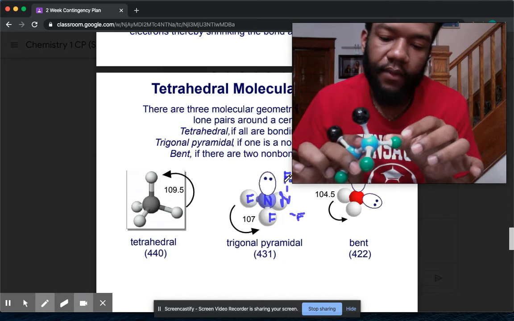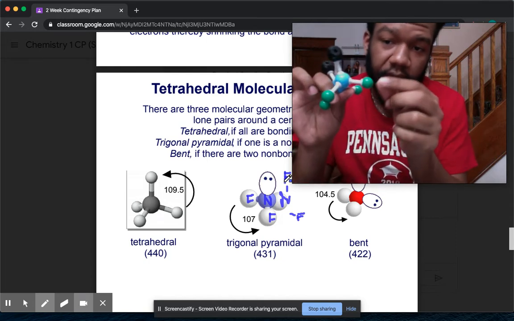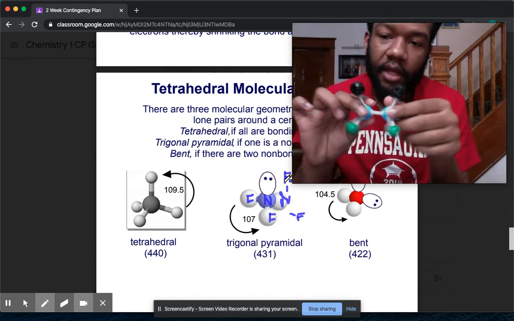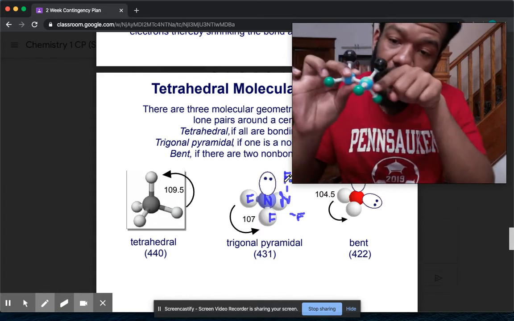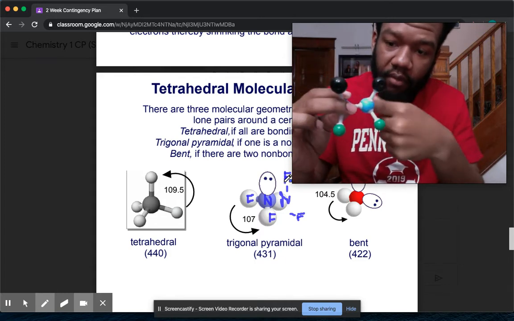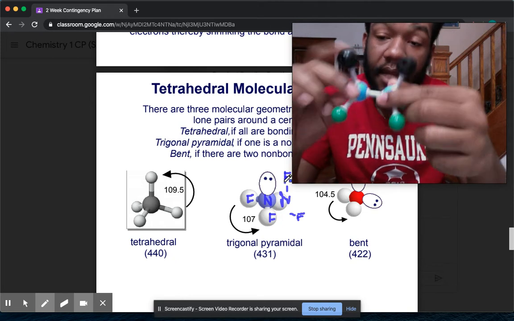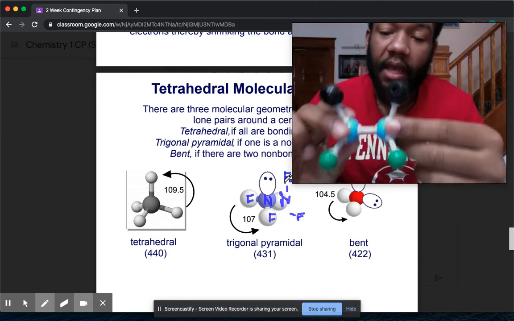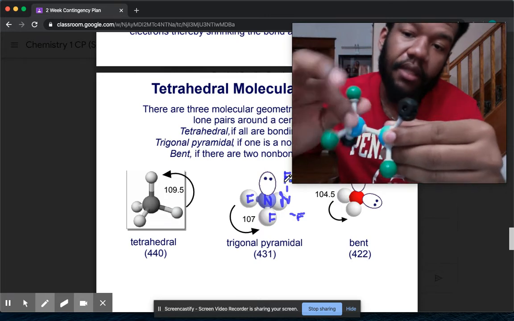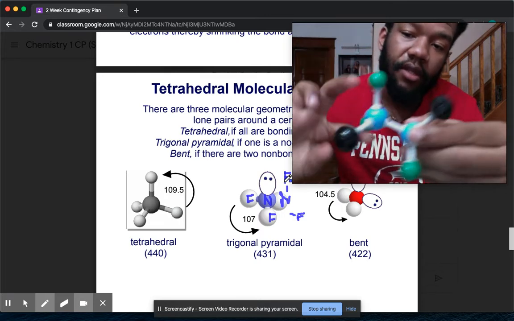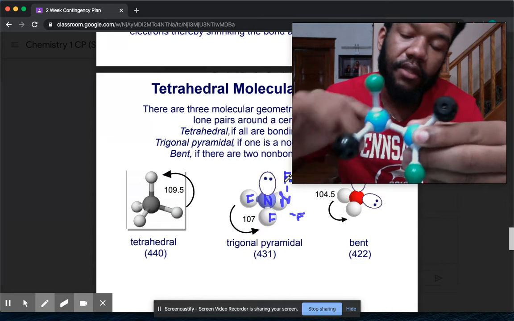Now, the green is the fluorine, and the green is the more electronegative part. So everything is being pulled in the direction of the green balls. Now, what makes this difficult to explain is that the bond in the middle, the nitrogen, can actually rotate around.